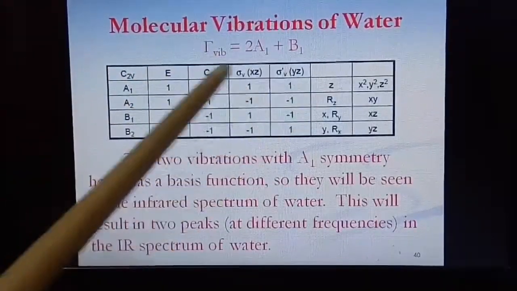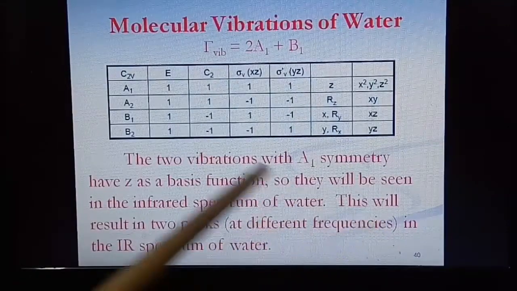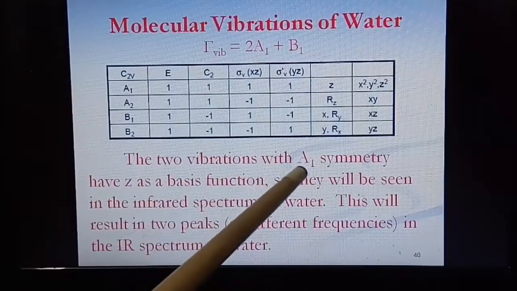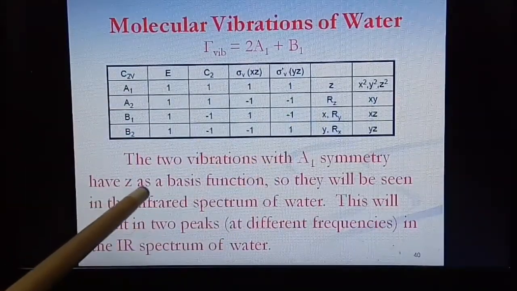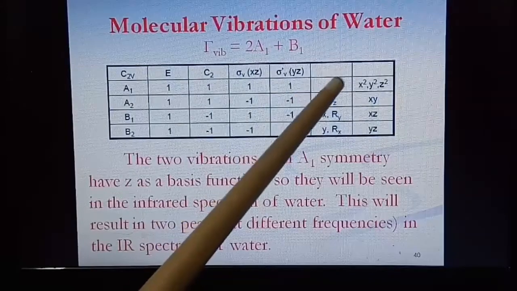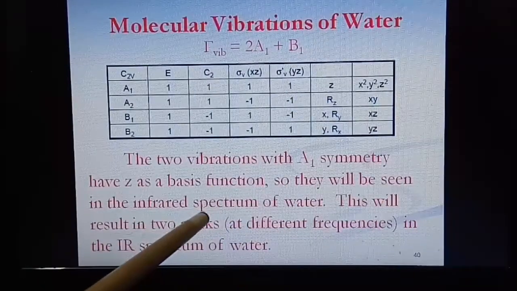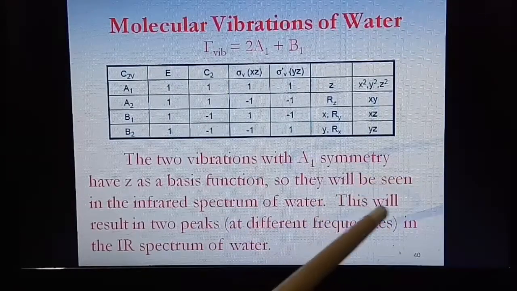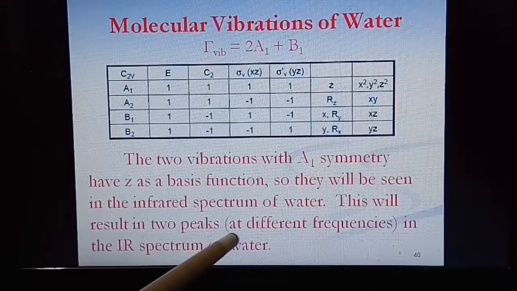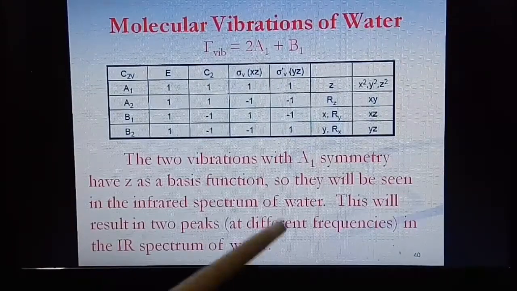So this is the table and we will determine which are infrared active and which are Raman active. Two vibrations have A1 symmetry. So these two vibrations with A1 symmetry have z as the basis function. So they will be seen in the infrared spectrum of water. So it will be infrared active. This will result in two peaks at different frequencies in the IR spectrum of water.